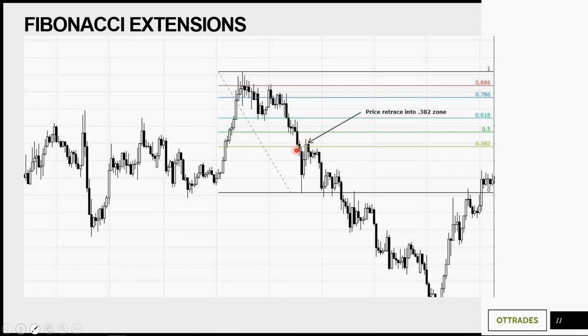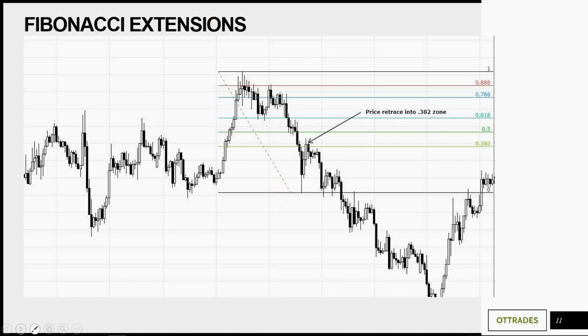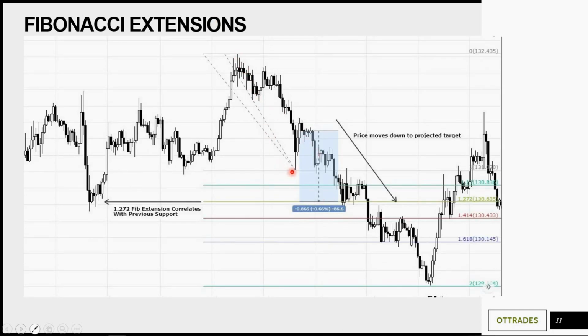For whatever reason, we might get an entry reason on a lower time frame in this 382 zone. I'm not seeing an entry reason here, but maybe on a lower time frame we get an entry reason at this zone. We would enter short here and use the extension tool from the same swing high to the same swing low as the retracement tool. Same swing high, same swing low, but instead of having the retracements between 0 and 100%, we've now extended or projected these fib levels above 100%.